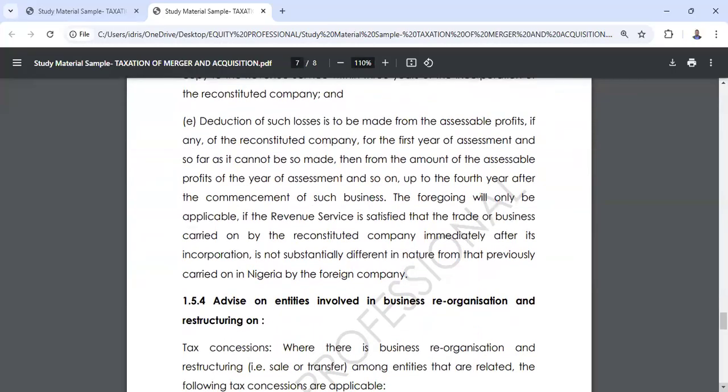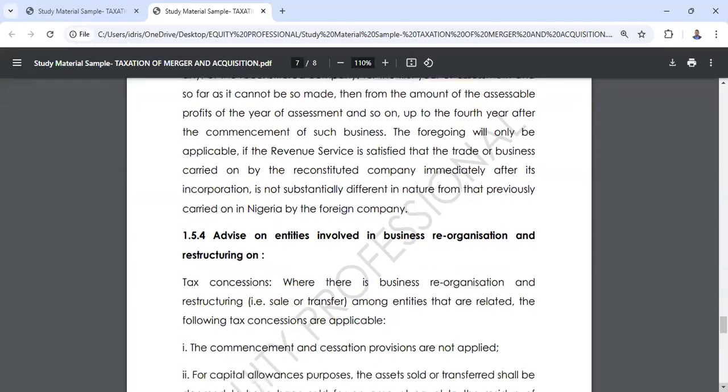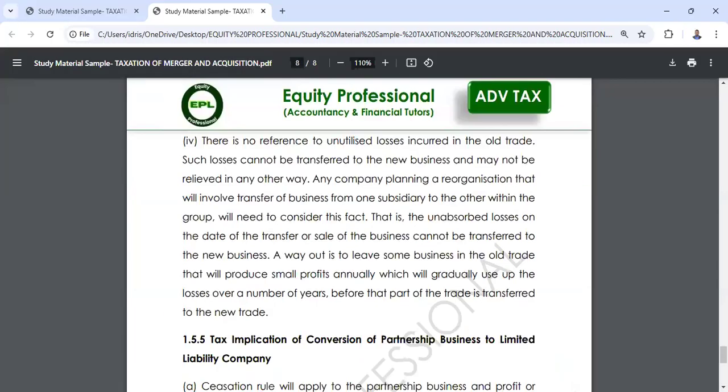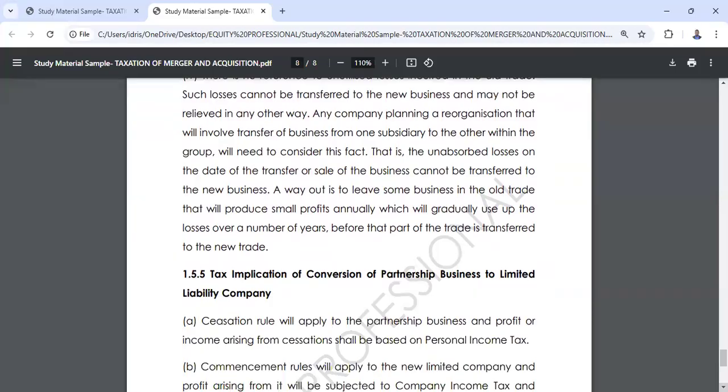So that is the tax implication of reconstituted company. Now, let's look at another one called tax implication of conversion of partnership to limited liability company. Tax implication of conversion of partnership to limited liability company.